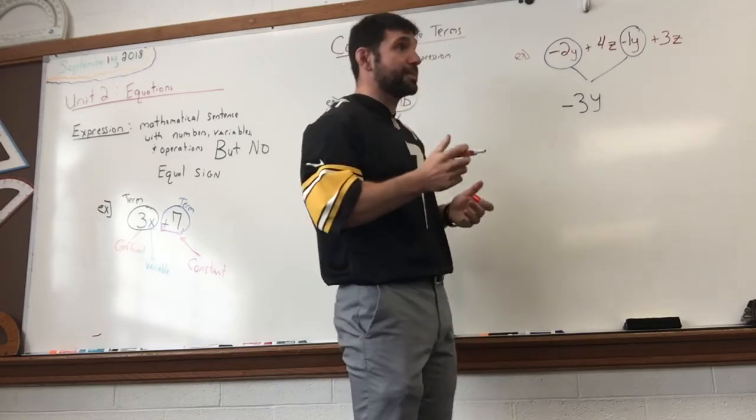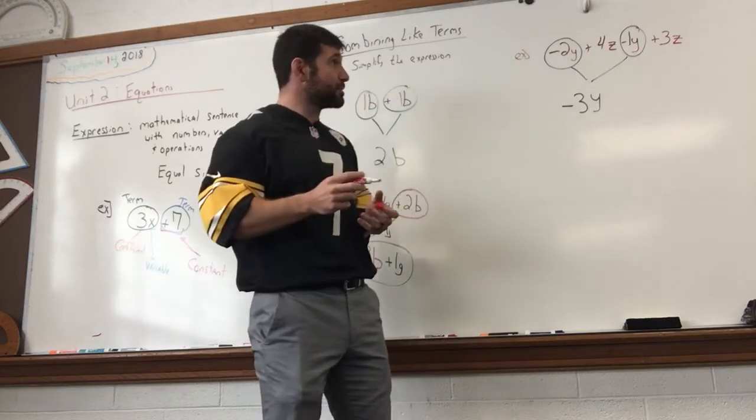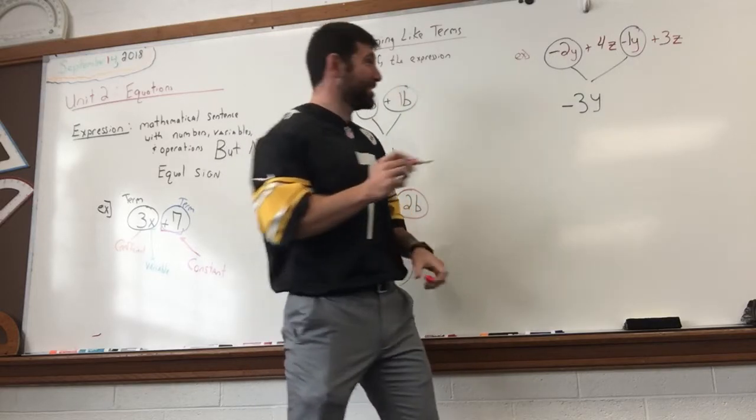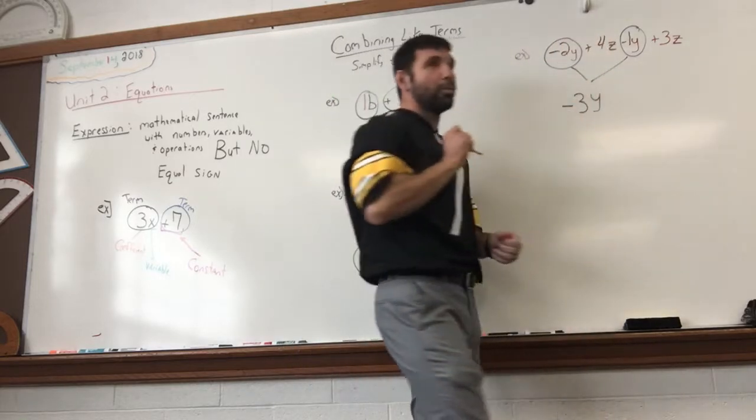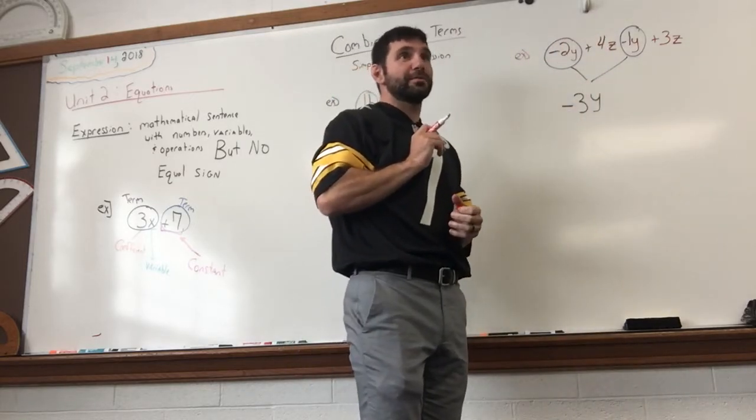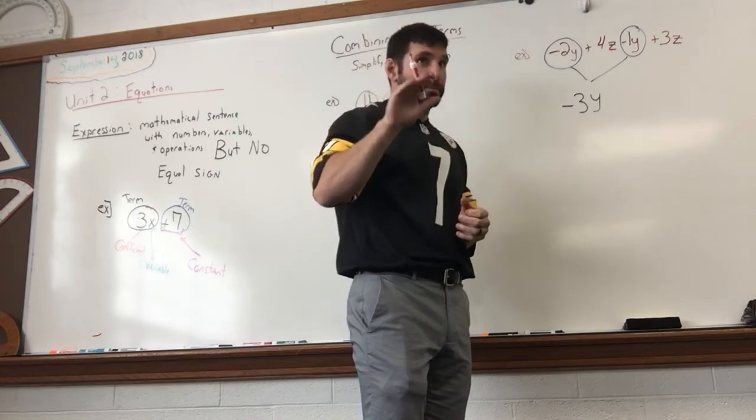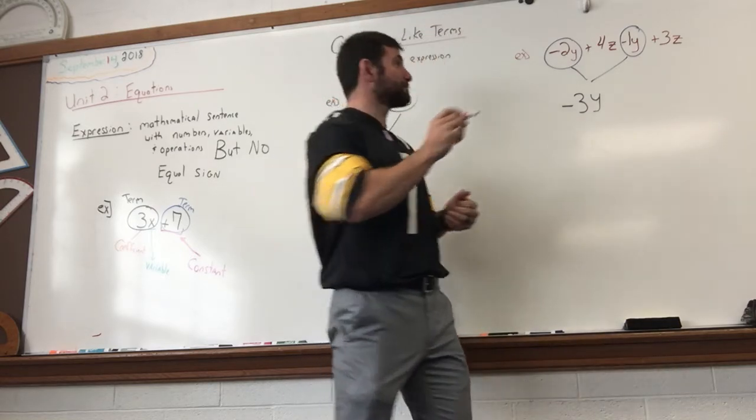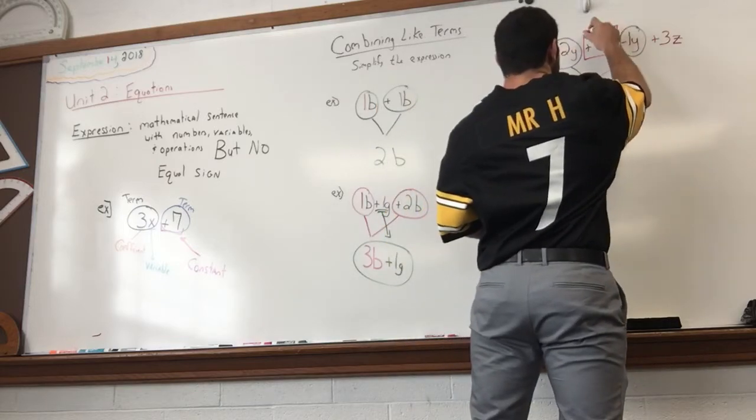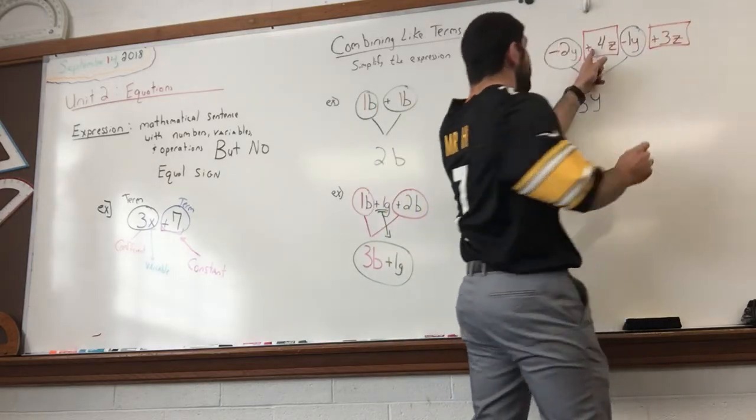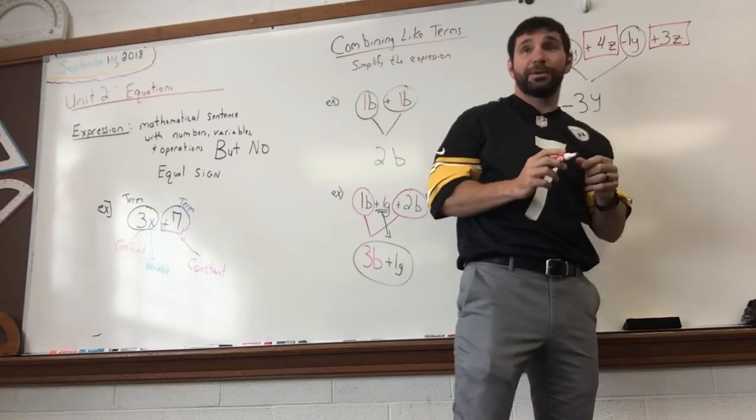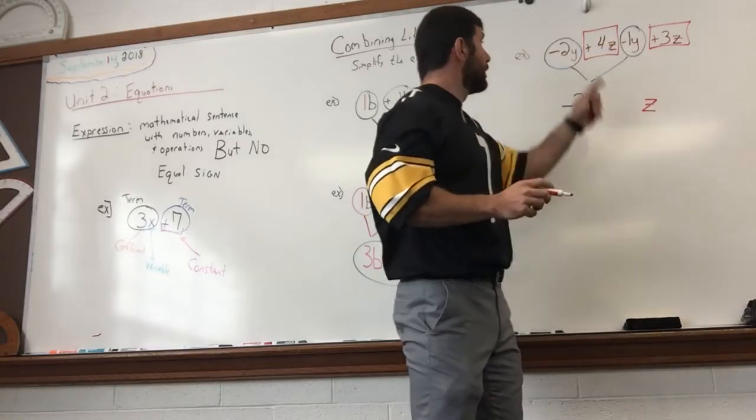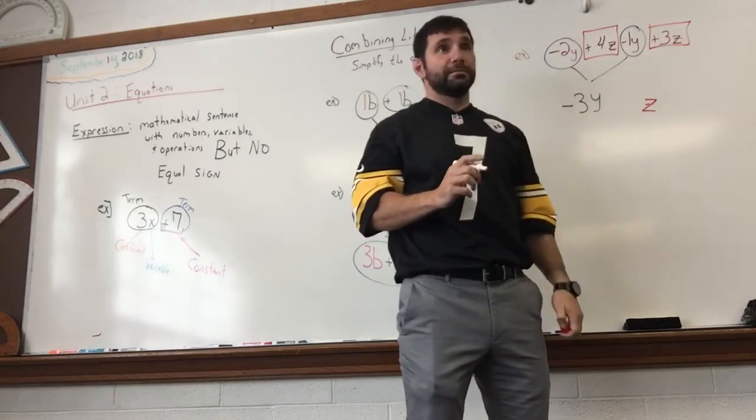Now, what else do we have to combine? Emma, what else do we have to combine? Zebras. So, what am I combining? What are my like terms? 4Z and Z. Okay. Plus 4Z, then plus Z. So, we've got a positive 4z and a positive 3z. So, we know that we're going to have zebras. 4 plus 3 is what?